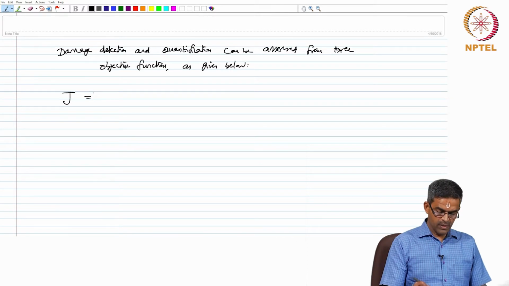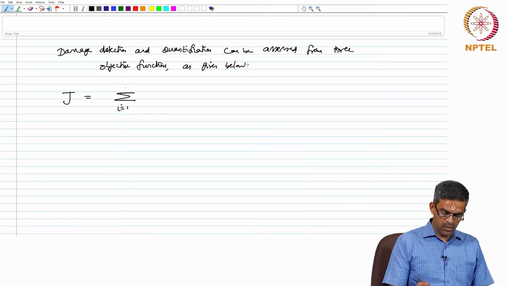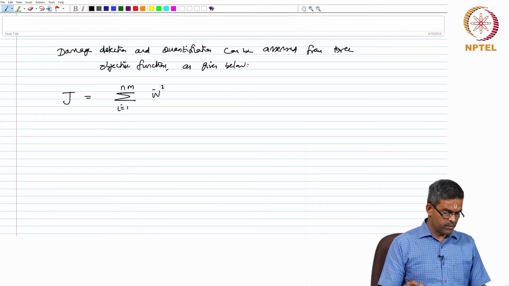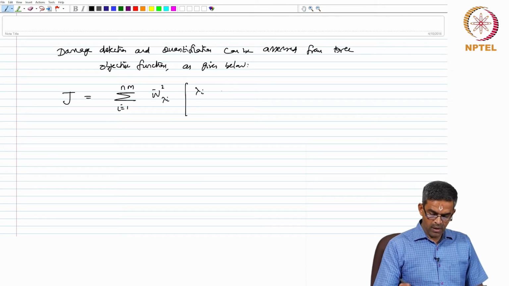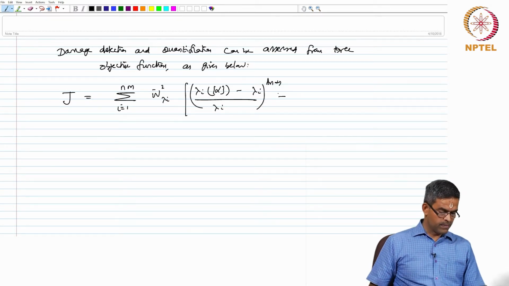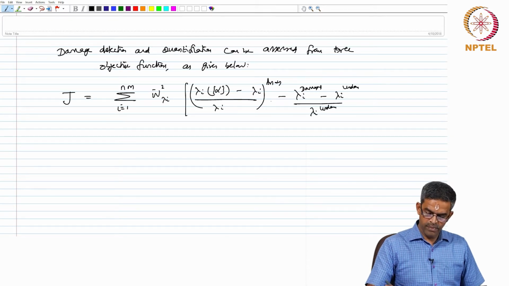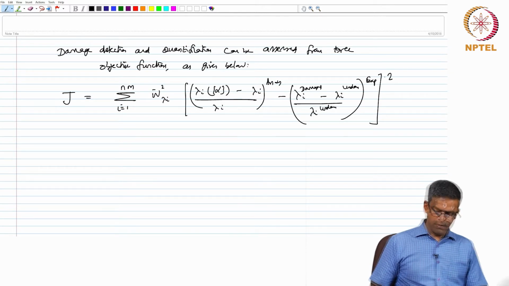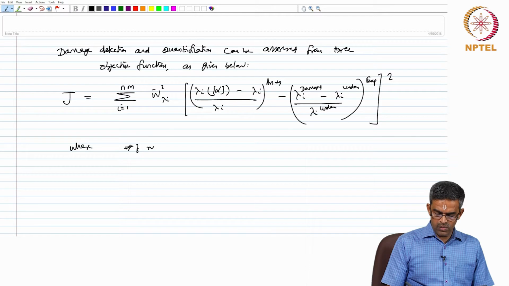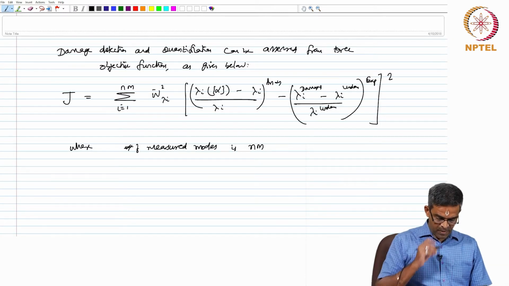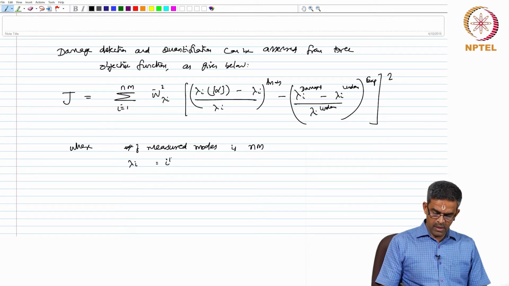J is equal to the algebraic sum of i equals 1 to Nm, W square, lambda i of alpha minus lambda i analytical by lambda i, minus lambda i damaged minus lambda i undamaged by lambda i undamaged, which is obtained experimentally, the whole square, where the number of measured modes in the analysis is indicated as Nm. Lambda i is the ith eigenvalue.